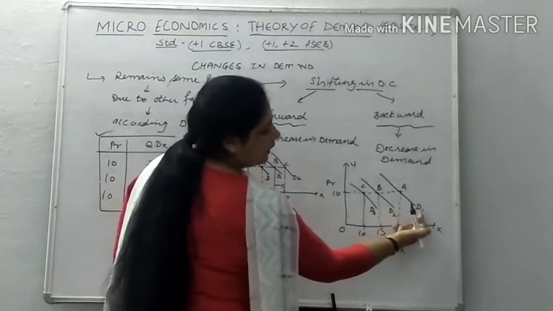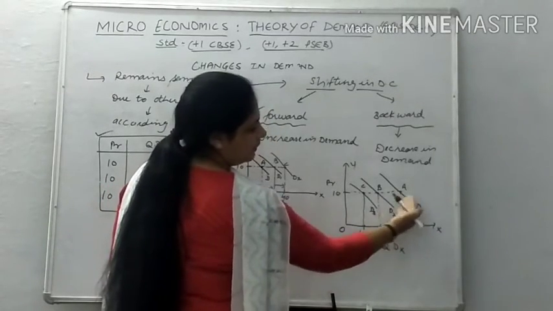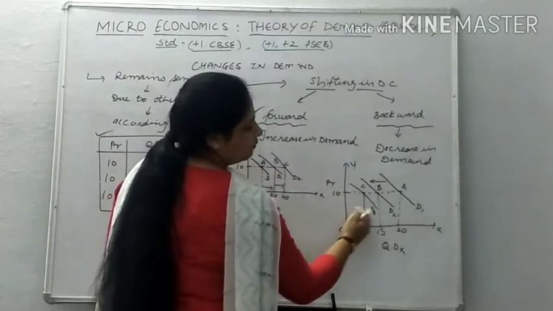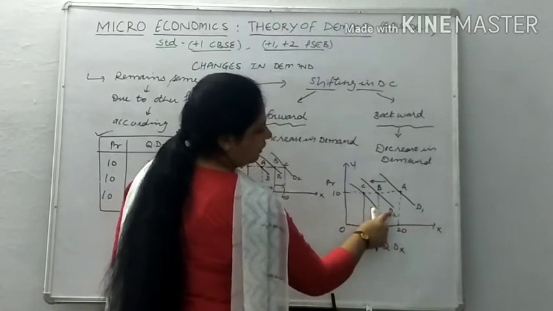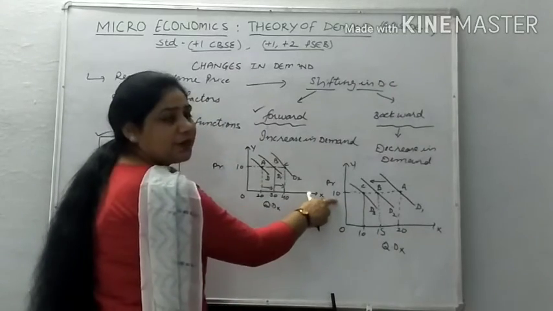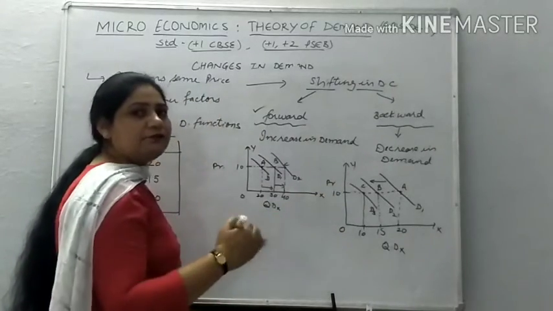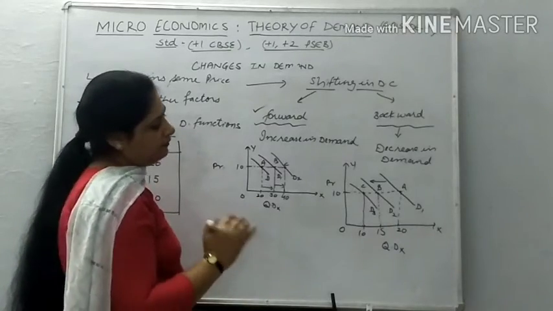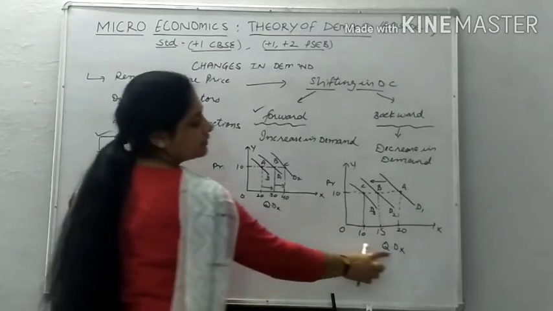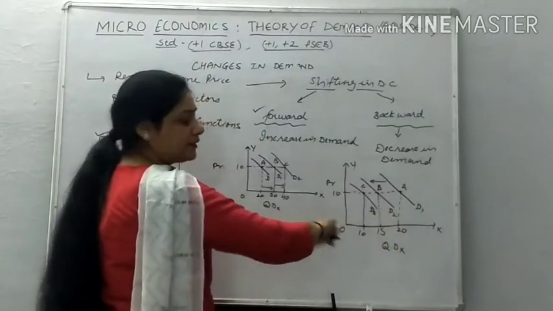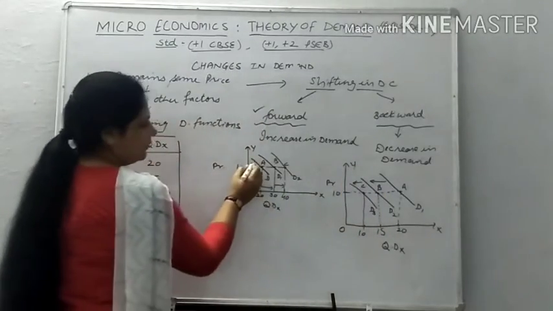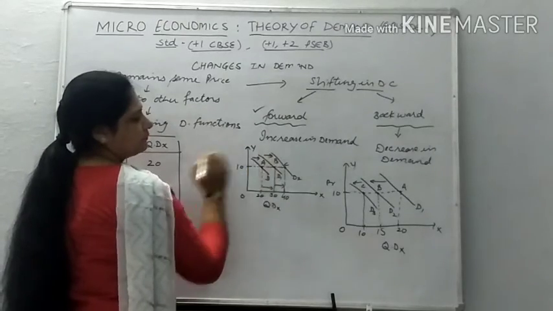Now D1 shifts backward. This is the arrow of backwardness. D1 shifts to D2 and D2 shifts to D3. Not according to price. Price is same students, but other factors are changing that can affect consumers' demand, that are unfavorable for this commodity X. This is backward shifting, and there it was forward shifting.